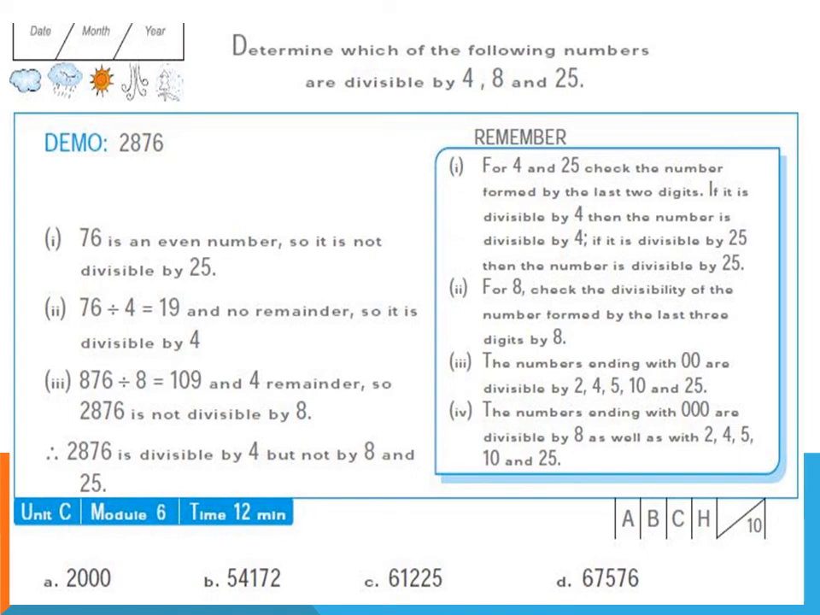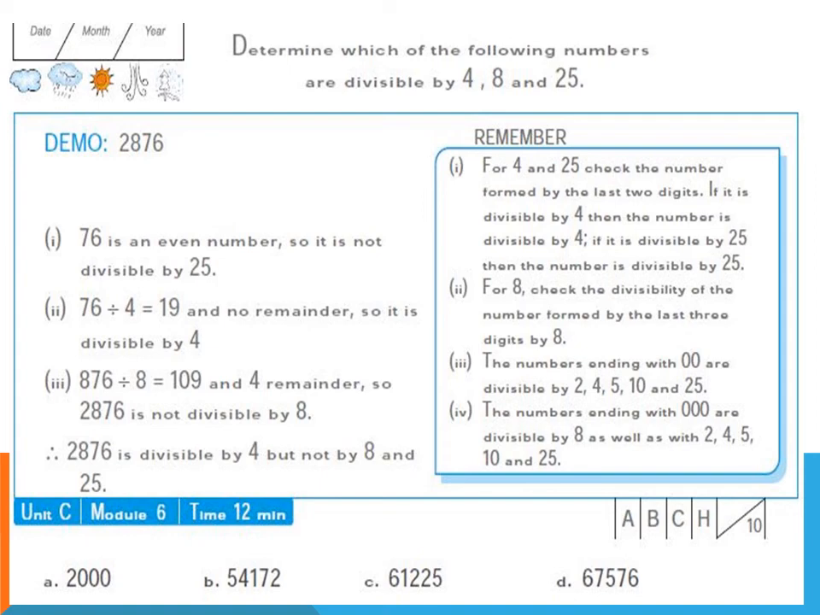Number 2, for 8, check the divisibility of the number formed by the last three digits. If the number formed by the last three digits is divisible by 8, then the whole number is divisible by 8. Number 3, the numbers ending in 00 are divisible by 2, 4, 5, 10 and 25. Number 4, the number ending with 000 are divisible by 8 as well as with 2, 4, 5, 10 and 25.